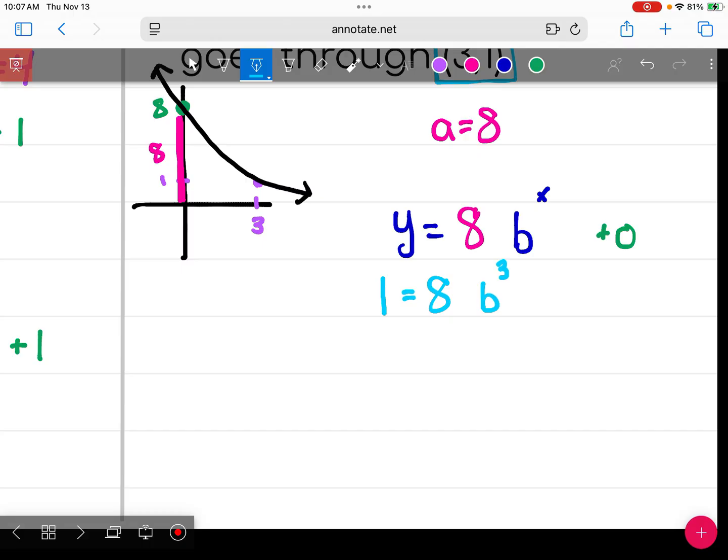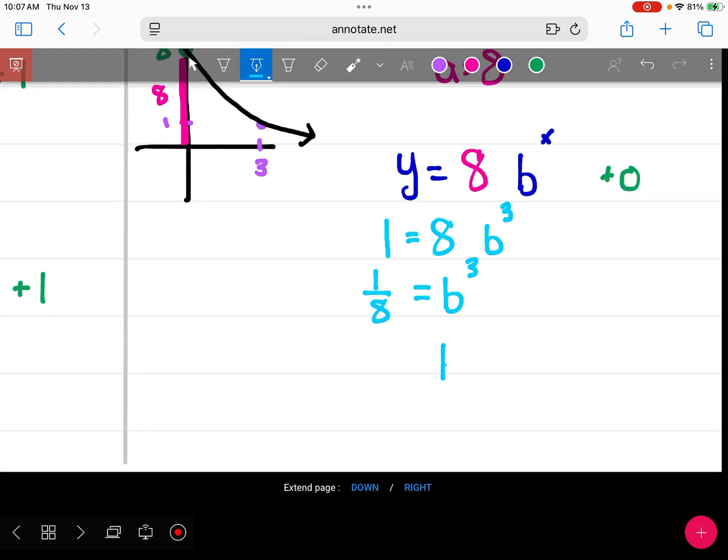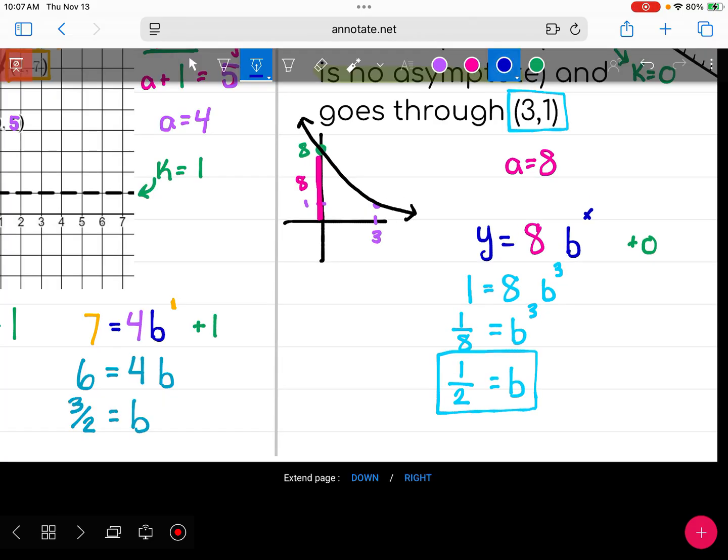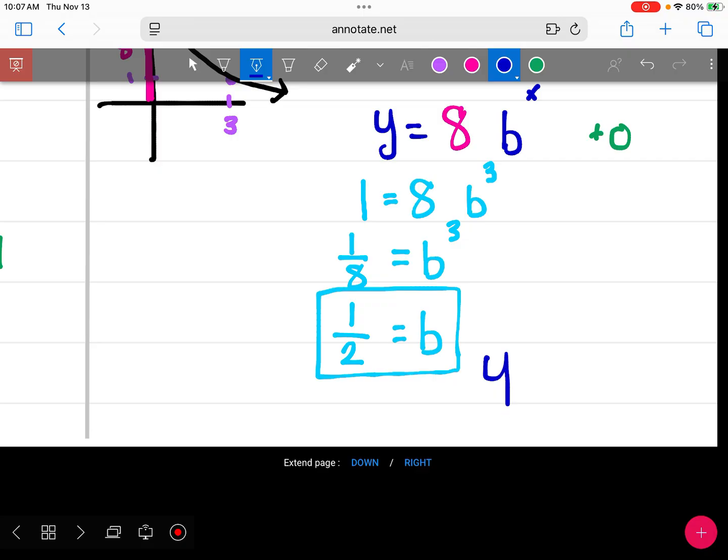So if I divide both sides by 8, we're going to get our 1/8 equals b cubed. So what is our b going to be? The cube root of 1/8. What is the cube root of 1/8? 1/2. Cube root of 1 is 1. Cube root of 8 is 2. So our base here is 1/2. So our whole equation would be that y equals 8 times our 1/2 to the x.